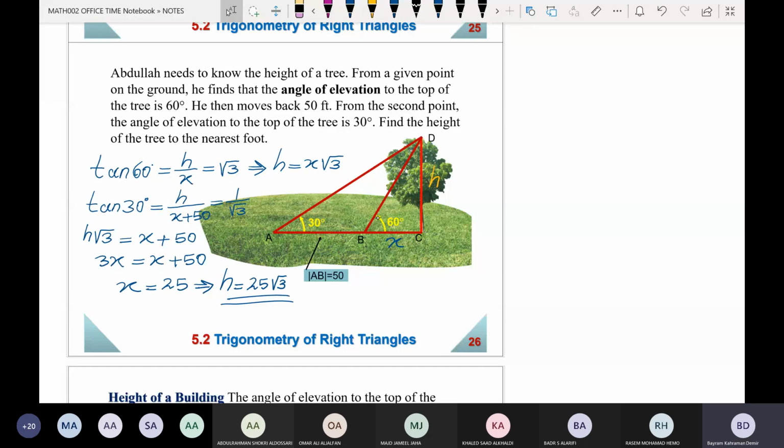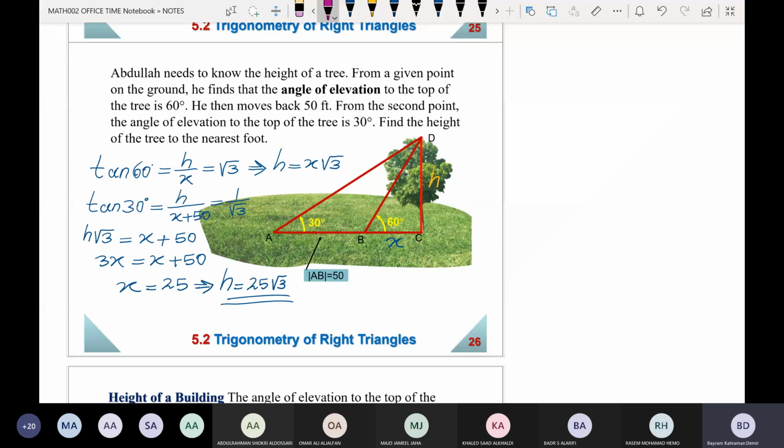And now he's moving farther away from the tree. So he's moving back from B to A, 50 meters maybe, or 50 feet, whatever. He's coming to point A, and he's measuring the angle of elevation again, which is 30 degrees. So he is measuring two angles. One is at the point B, another is at the point A. One is 60 degrees here, another is 30 degrees here.